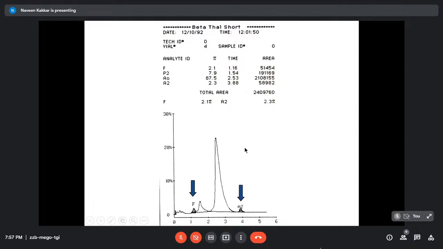Another thing to remember, you will find F and A2 given to you again, the same value actually given to you. That's a summary of this report because you're running the beta thal short program. In the beta thal short program, I am looking at A2, A and F, and it summarizes those values for you again. And like I said, percentage of hemoglobin here and the time here. The faster hemoglobins come out here and the later ones we'll find coming out later.